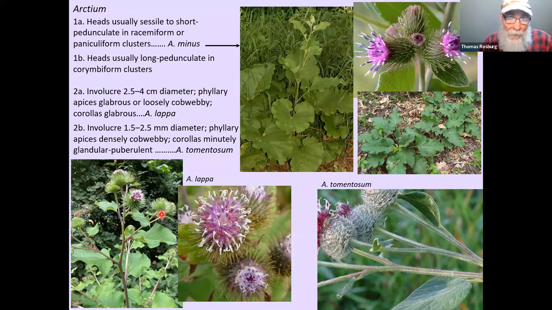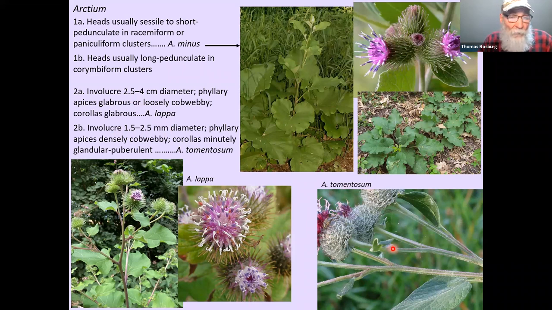If we even had these species in Iowa, which I don't think we do, that would pull Arctium minus away from these two. And then these two are separated pretty much on the basis of the diameter of the involucre. Here we can see a larger involucre diameter here and a smaller one here. This one is lappa and this one is tomentosum over here.